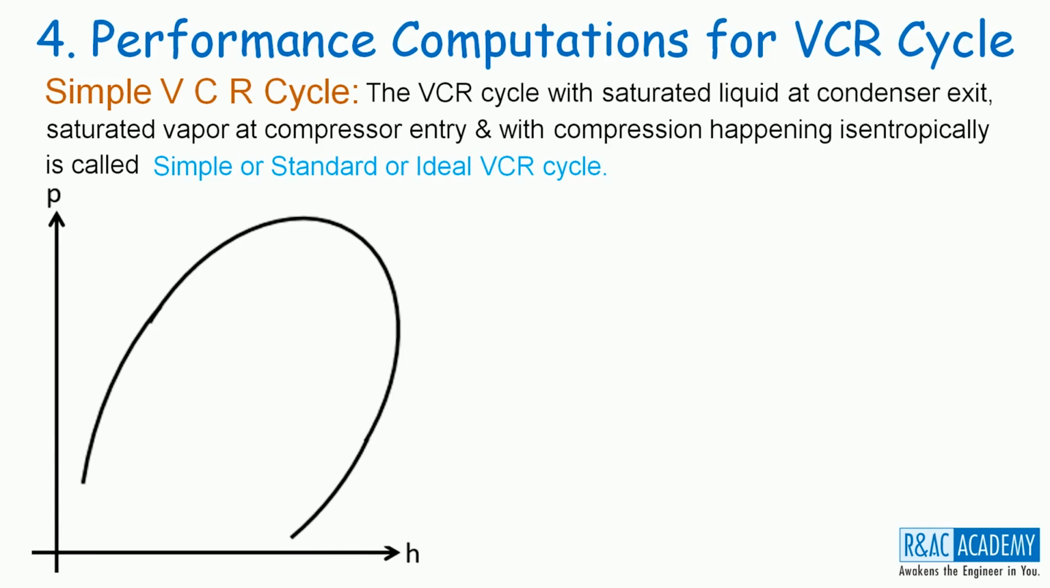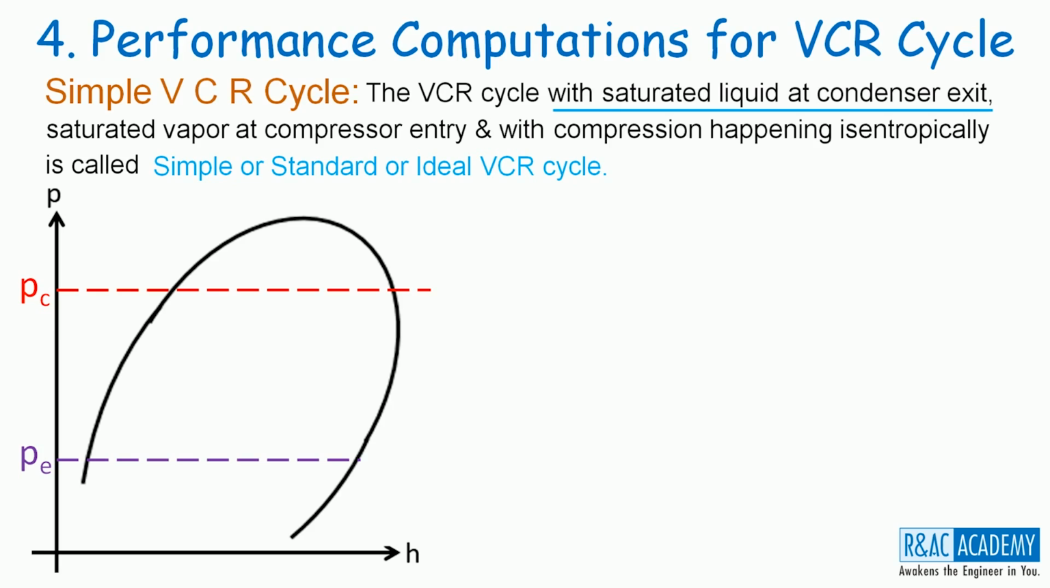We have the VCR cycle operating between 2 pressure limits, that is PC and PE. The VCR cycle will be operating between condensing pressure PC and evaporating pressure PE. Let us start with the first condition, saturated liquid at condenser exit.